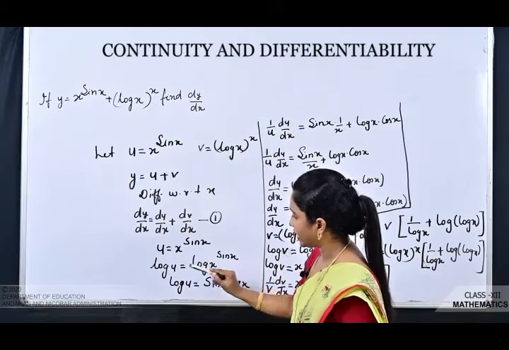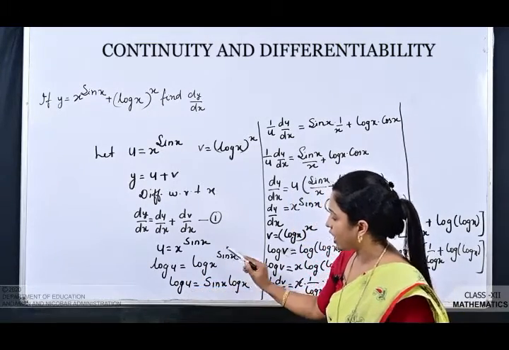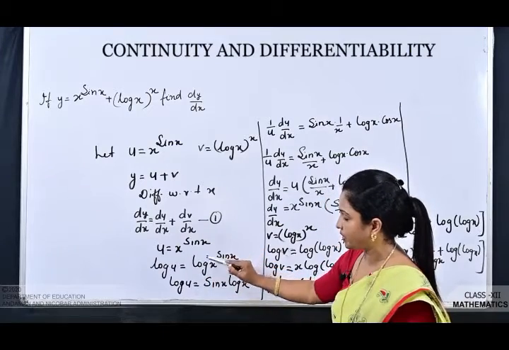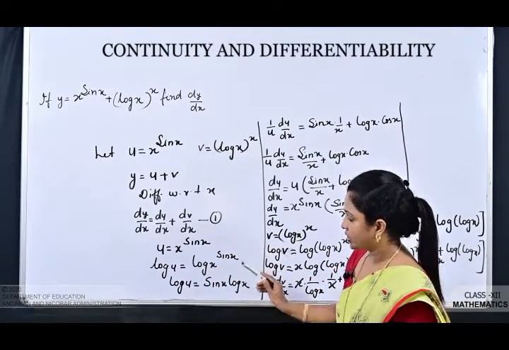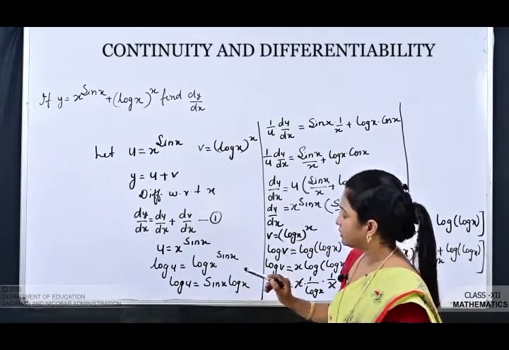Taking log on both sides, log u is equal to log x to the power sin x. Log u is equal to, apply the property. What is the property? Log x to the power m is m log x. Correct? So log u is equal to sin x log x.